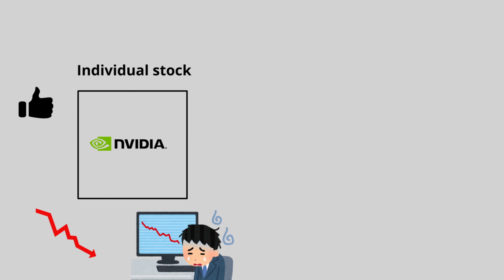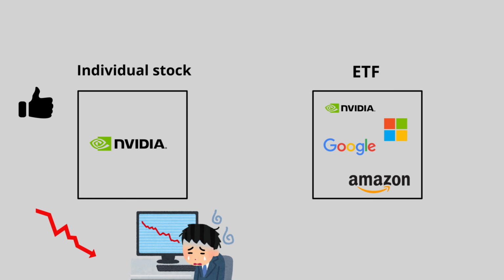Think of the first basket as buying a single stock, like Nvidia. You're putting your money into just one company. If that company does well, great, no problem. But if it struggles, your investment can take a hit. ETF is more like the second basket. Instead of owning shares in just one company, you're buying a fund that owns many companies at once.